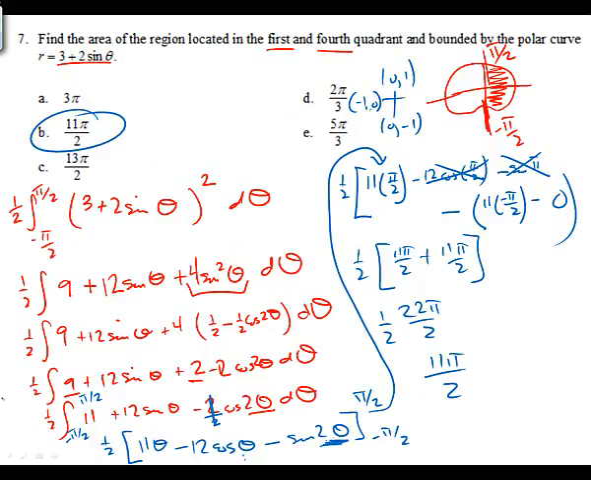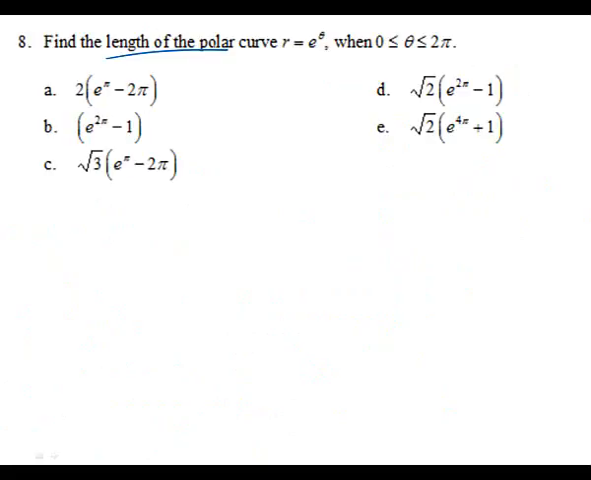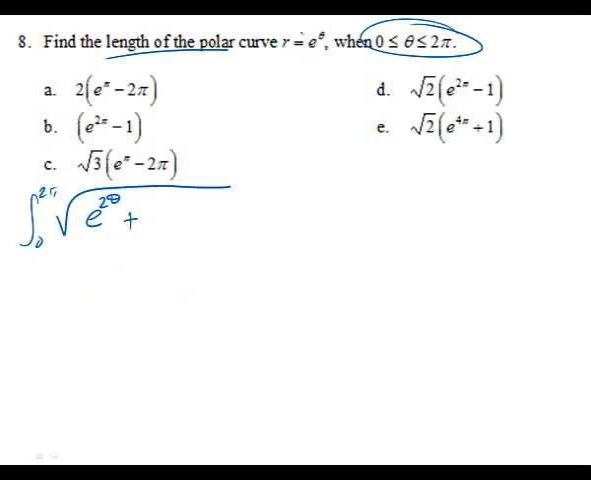All right, number 8's actually a really good problem too. It's not as long as this one. We got to find the length of a polar curve. Okay, so we're doing arc length again, which means we have to do the function squared plus the derivative squared, right? And I'm going to integrate from where to where? 0 to 2 pi, and I want the square root of the function squared, which would be e to the 2 theta, plus the derivative is what? E to the theta, so square the derivative, d theta.